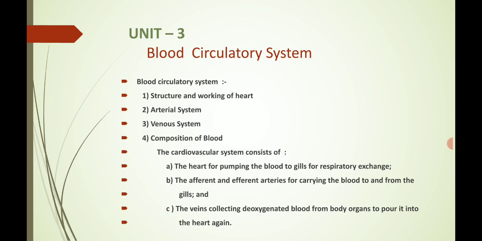This blood circulatory system is totally related to the heart and the circulation system. As you know, what is meant by circulation? Circulation is the process in which the blood flows into the heart and passes all over the body through various arteries and veins. This blood circulatory system is the same as in other vertebrate animals. It consists of the structure and working of the heart, the arterial system, the venous system, and the composition of the blood. We will see these one by one.